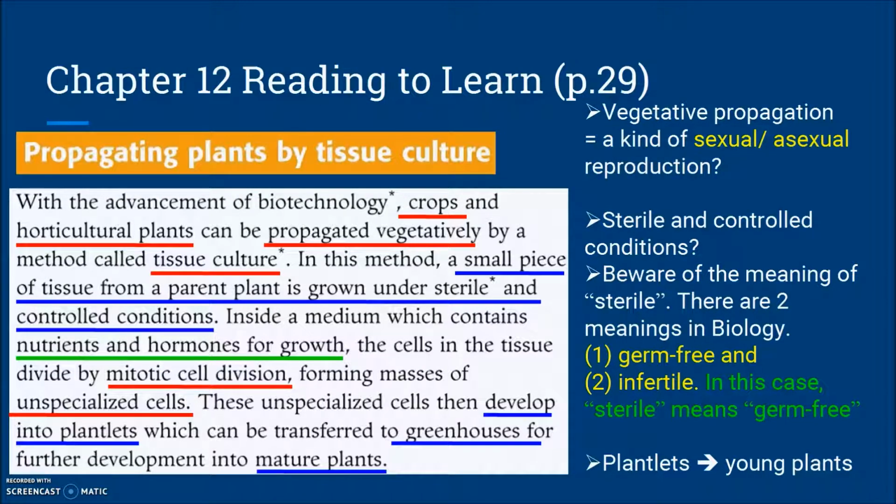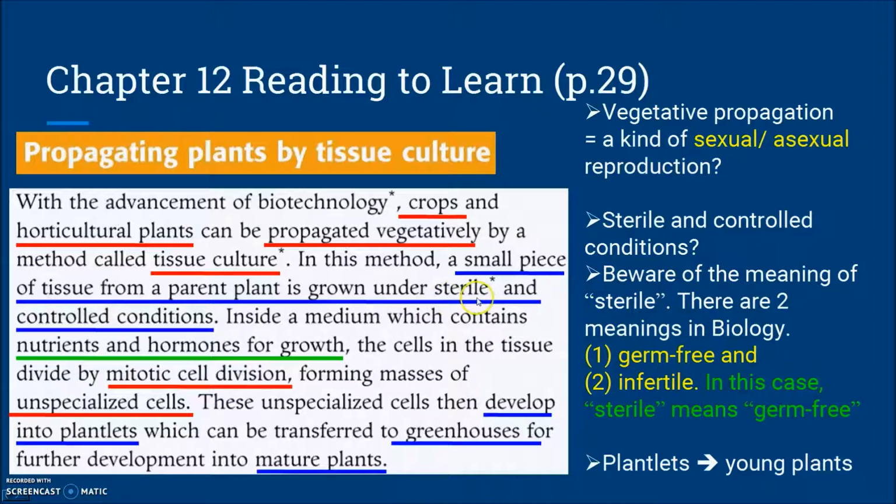How about phloem cells? Phloem cells, we will not choose them because they are specialized already. So the cells we need to choose should be unspecialized, and also able to undergo cell division. If you can recall the term from chapter 14, meristem, that's the tissue we need to choose. The small piece of tissue means the meristem from the parent plants.